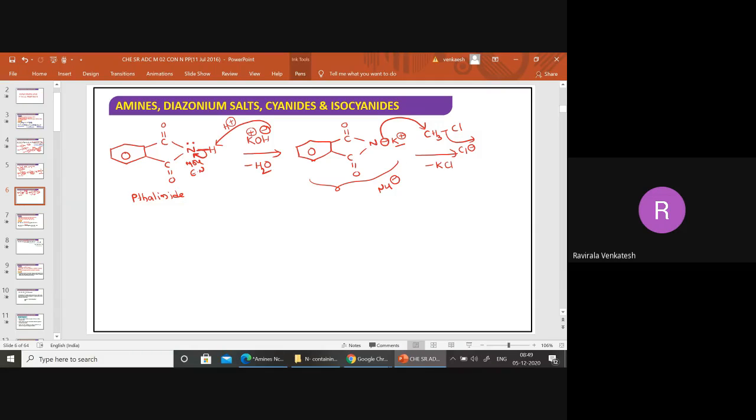Now nitrogen is attacking on the carbon. What do we get now? Observe: C double bond O, C double bond O, nitrogen and CH3. This we are getting, N-methyl phthalimide. N-methyl phthalimide we got. This is a stable one.